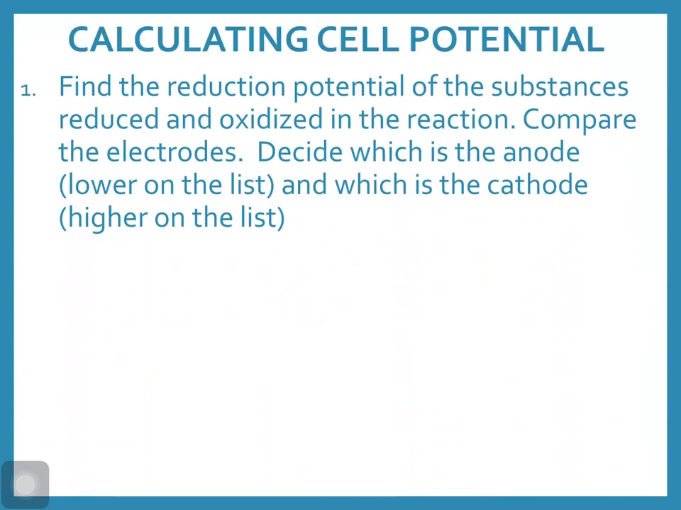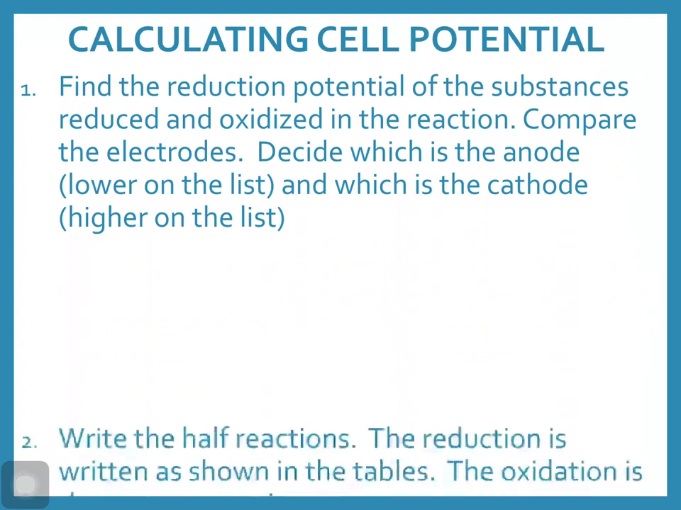So the first thing that we will do to calculate the cell potential is find the reduction potential of the two different substances, compare the electrodes, and decide which one is the anode. The oxidation is what's lower on the list, and the cathode, or the reduction, is going to be what's higher on the list. And once again, this is for galvanic. That is the spontaneous reaction, and if we wanted the reverse, we would need to actually apply electrical energy.